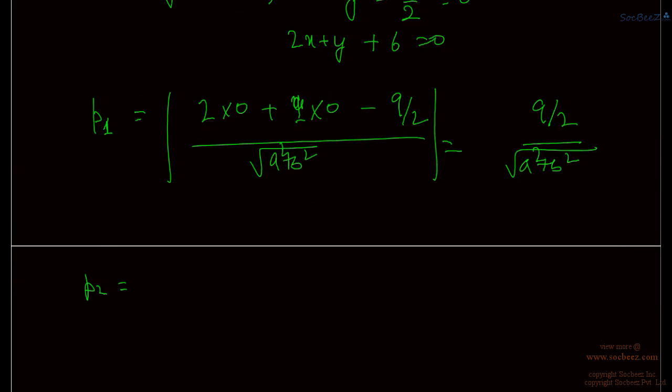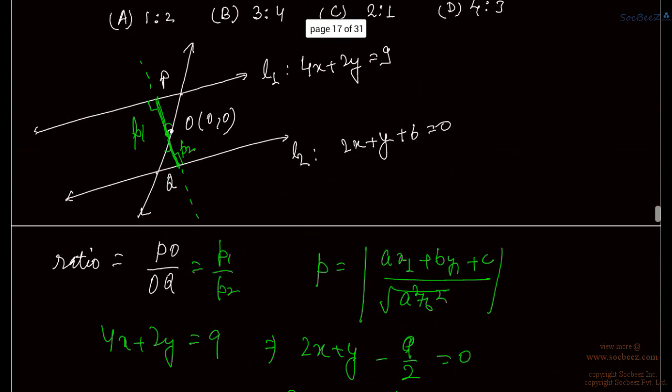And similarly P2 is 0, 0 and 6 upon the square root of a square plus b square, right? So the ratio P1 upon P2 is 9 by 2 upon 6, which is equal to 3 upon 4, right?